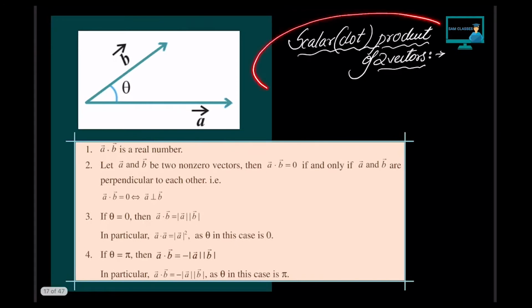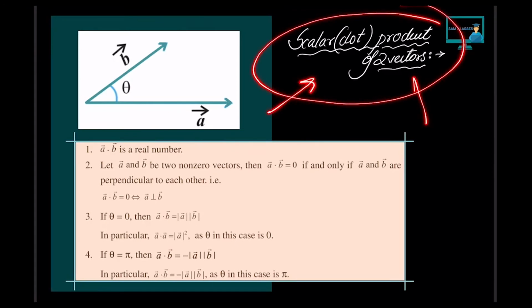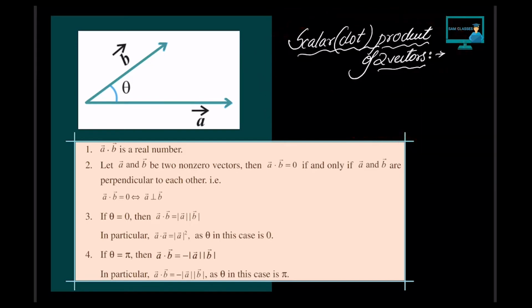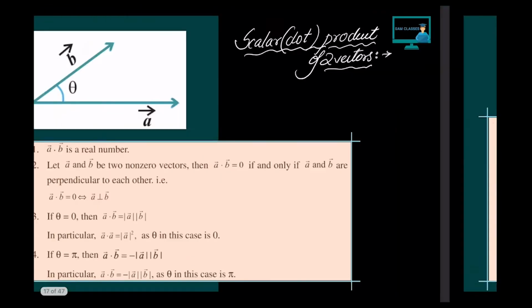Now let's see the most important part, these two parts, the scalar and the dot product. Scalar product we already know, by the word only we can understand. We're doing scalar product of two vectors. So A vector dot B vector is nothing but mod of A into mod of B into cos theta. Okay, so A vector dot B vector is very simple. Now a few properties we need to know and understand.